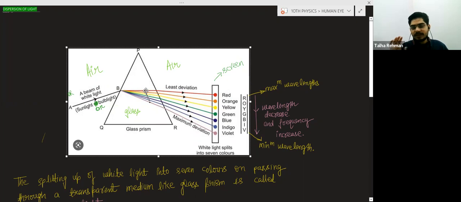Due to that, these colors suffer different amounts of refraction. That is why the red color is least deviated. Why? Because the wavelength is large. So in the glass, the speed of the red color is more as compared to these colors.